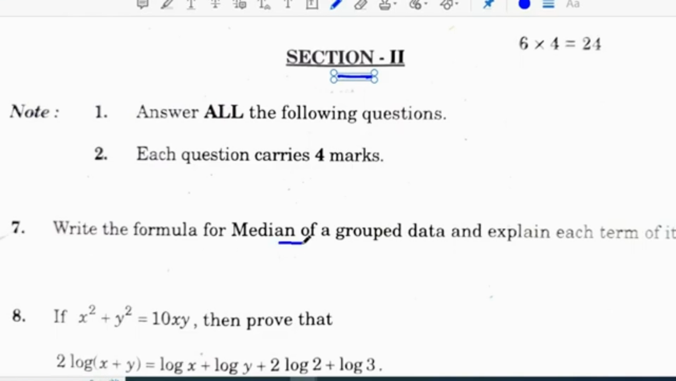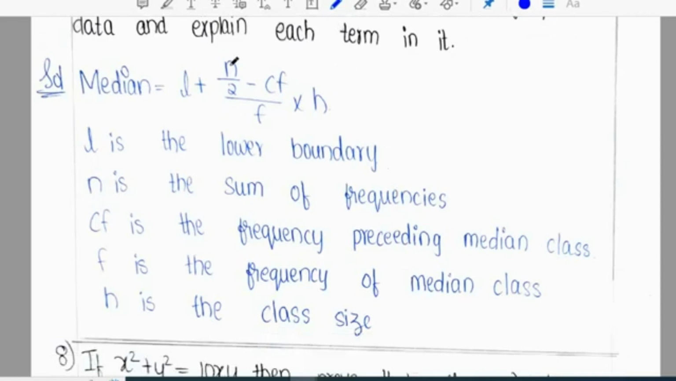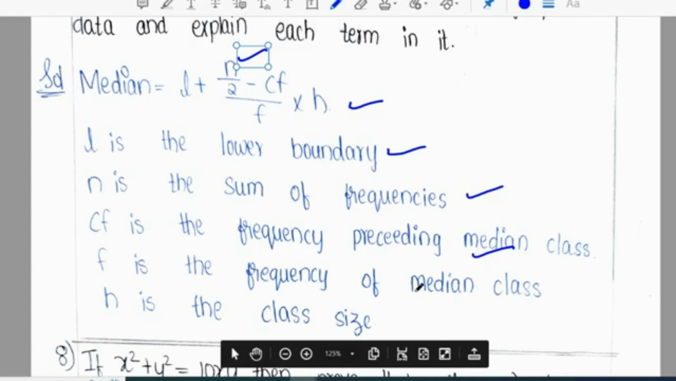Write the formula for median of a group data and explain each term in it. We know the formula for median, which is L plus (n by 2 minus CF) by F into H, where L is the lower boundary, n is the sum of frequencies, CF is the frequency preceding the median class, F is the frequency of the median class, and H is the class size.